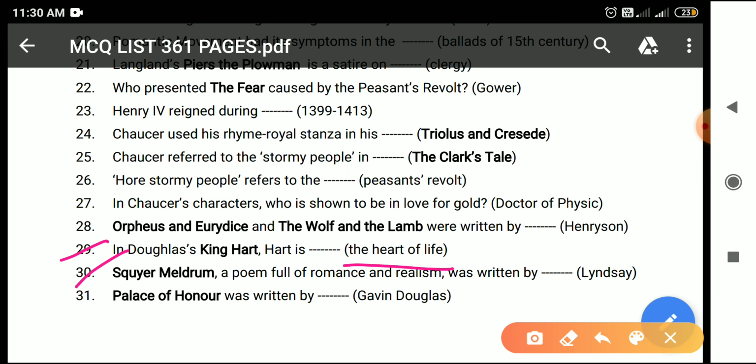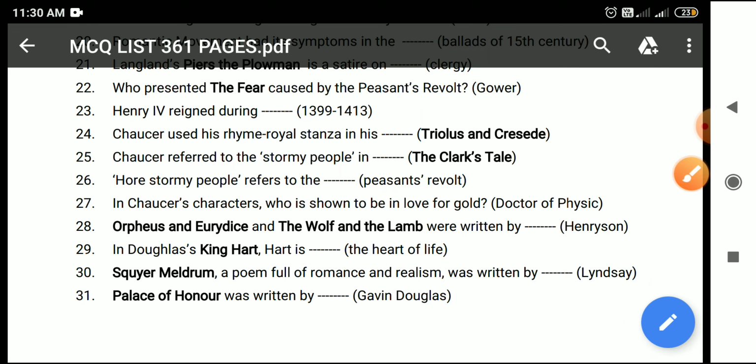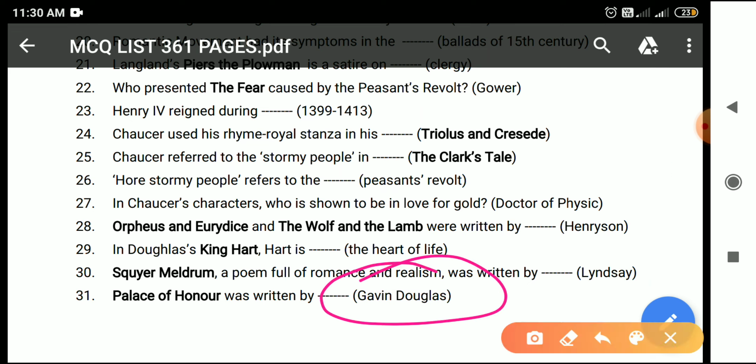31. Palace of Honour was written by Gavin Douglas. Gavin Douglas was the person who wrote Palace of Honour. So these were the questions. I think these are very important questions from the Shakespearean period.